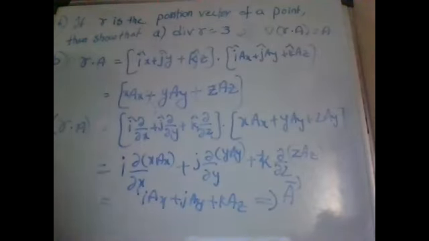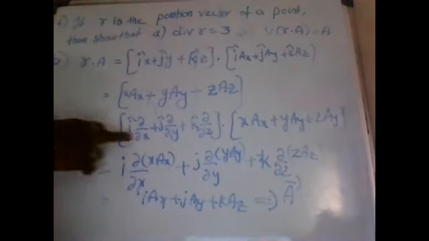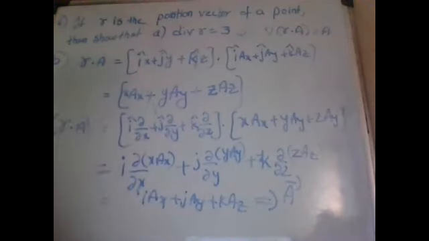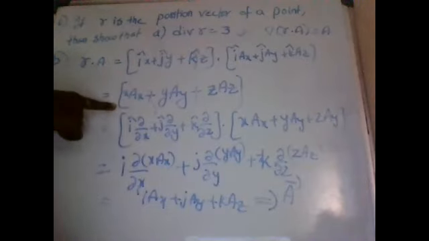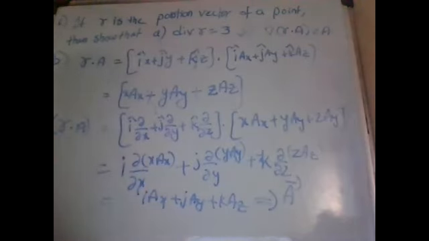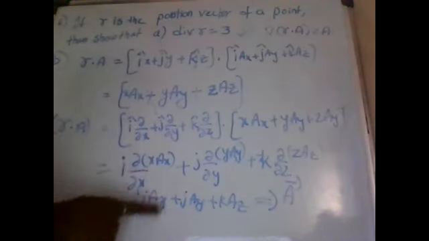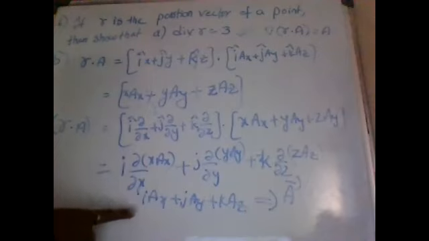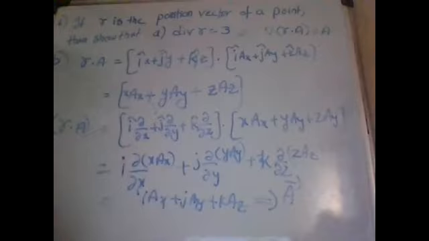After that we have to find del of r dot a. What is the del operator? We already know it: i dou by dou x plus j dou by dou y plus k dou by dou z, acting on the r dot a value, x a suffix x plus y a suffix y plus z a suffix z. Differentiating, we get i a suffix x plus j a suffix y plus k a suffix z. This is the vector a.